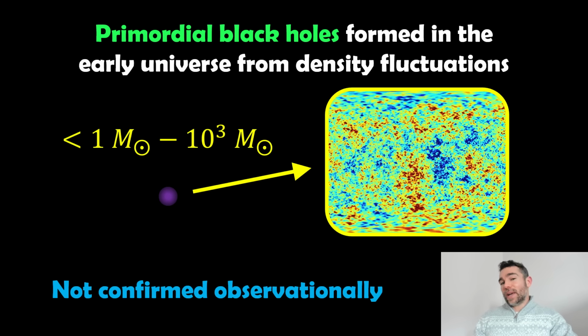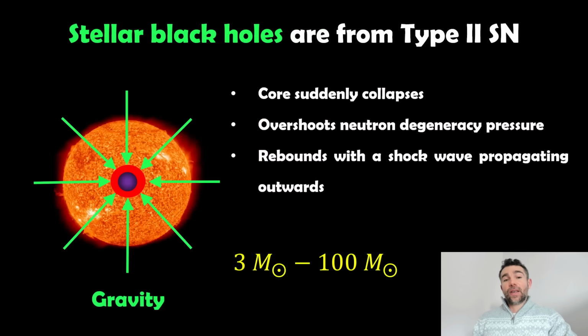Now the issue here is we haven't actually observationally confirmed these exist, they're theoretical. The reason for that is probably that they would have evaporated. If you look at things like Hawking radiation, which I'm not going to cover here, black holes do eventually evaporate due to Hawking radiation, and the lower mass ones in this range, given when they formed in the universe, are unlikely to still be around now unless they were very high mass.